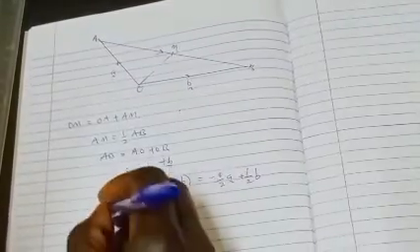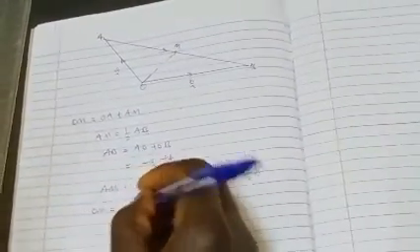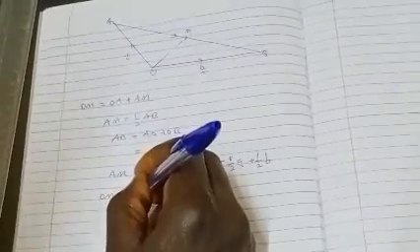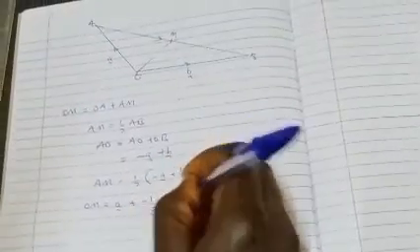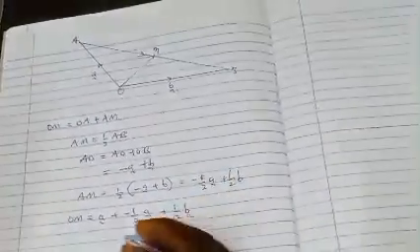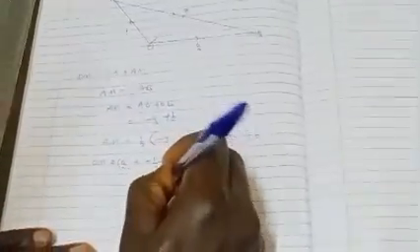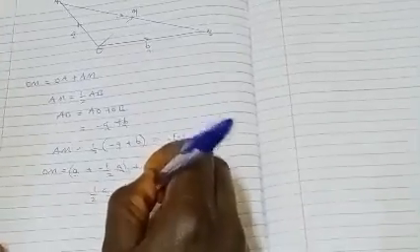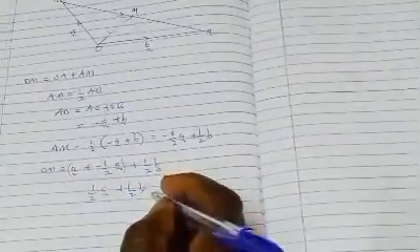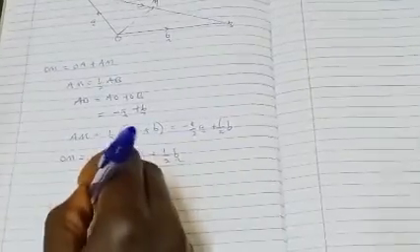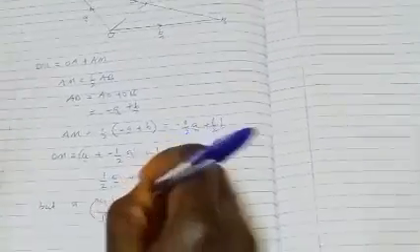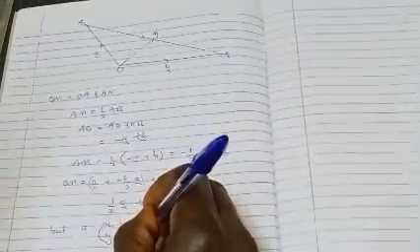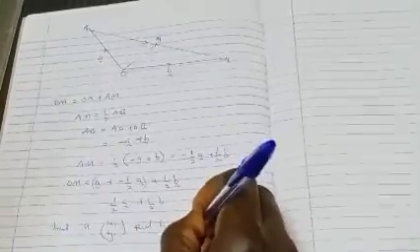So therefore, what is OM? OM will be OA, which is a, plus (minus a half a plus a half b). When we collect these like terms, then we have a half a plus a half b. So the vector OM is a half a plus a half b. But a is (x1, y1), the coordinates of A, and b is (x2, y2).